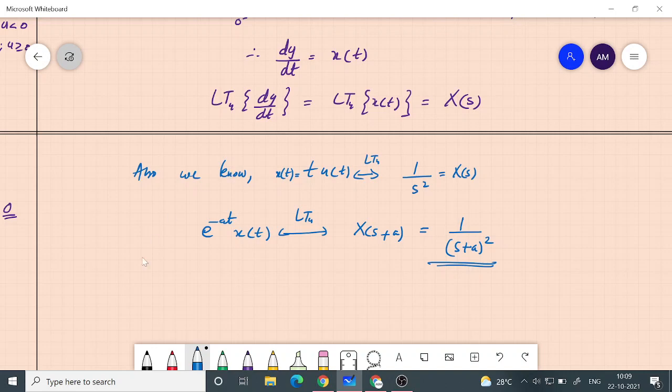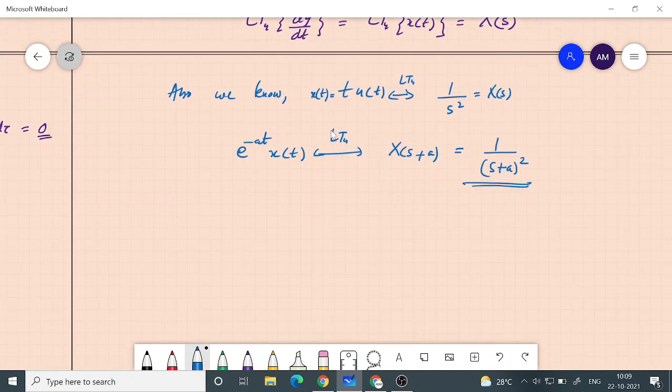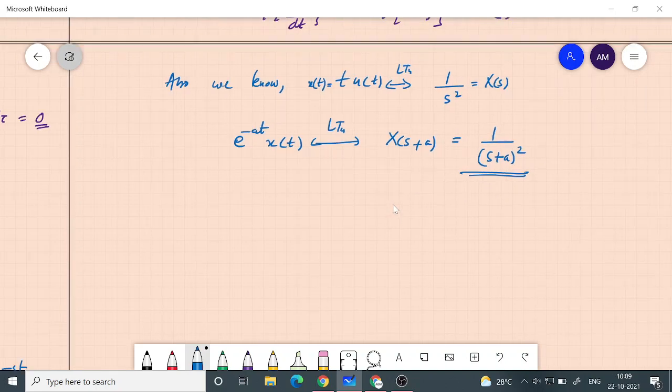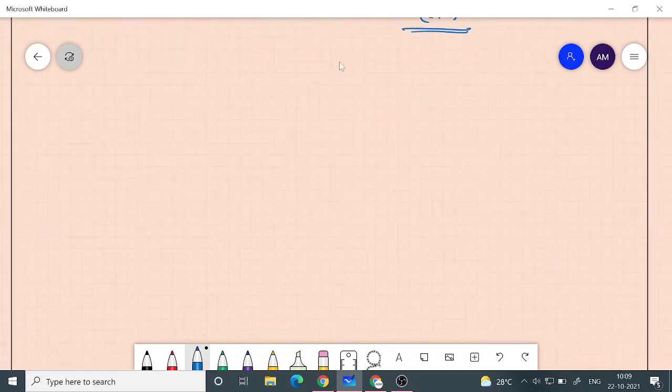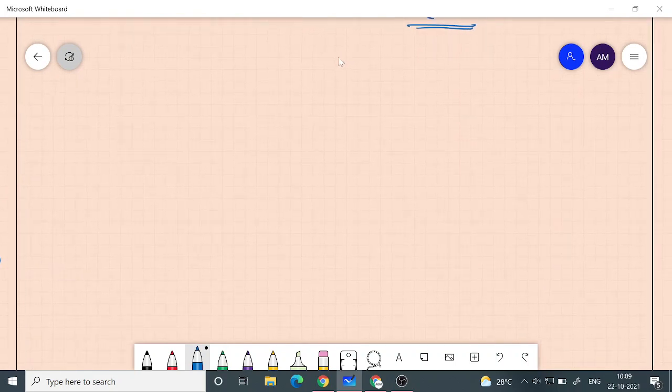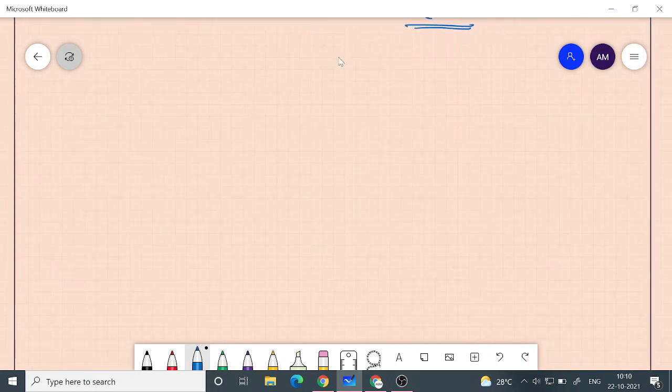So either you can use multiplication by t, in which case you should know the Laplace transform of the remaining part of the term, that is e raised to minus at u of t, and then take the derivative. Or if you know t u of t as 1 by s square, then multiplication with e raised to minus at will result in changing s to s plus a. We have proved this result earlier also. So whatever approach you take, you can get the result in multiple ways.